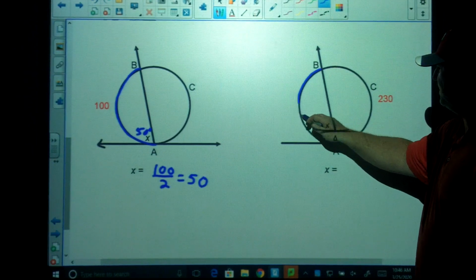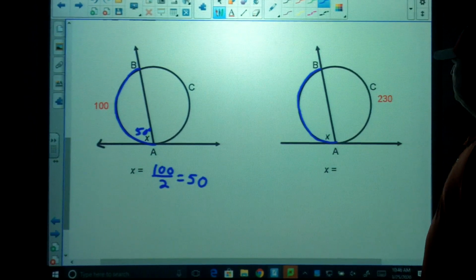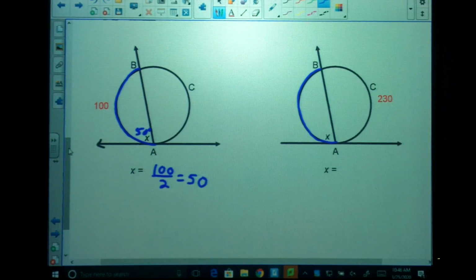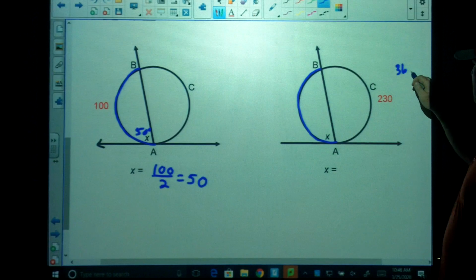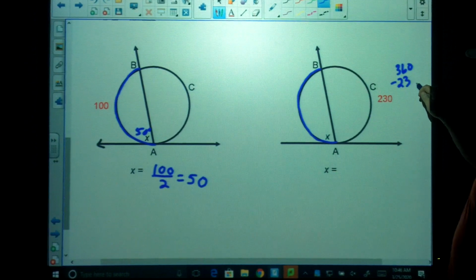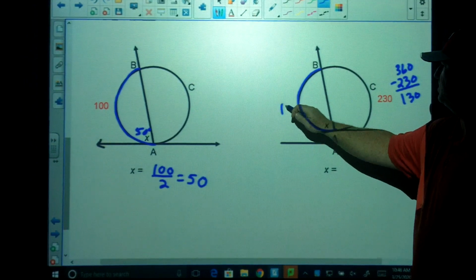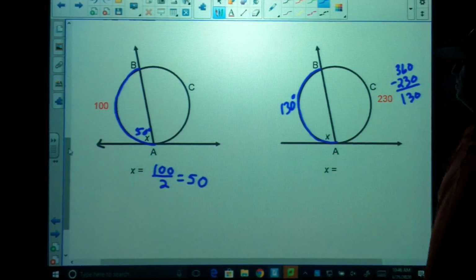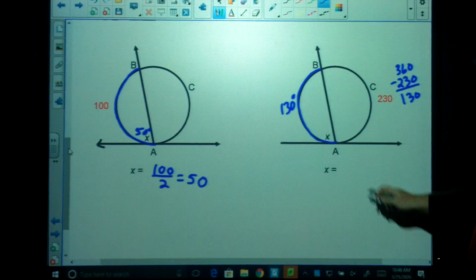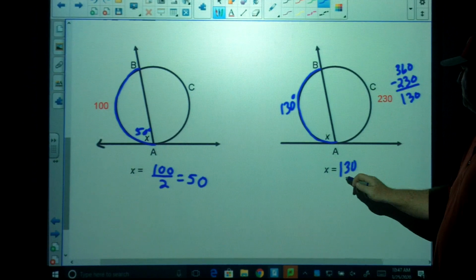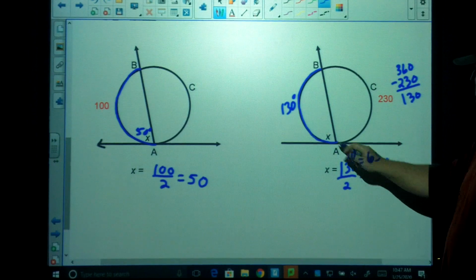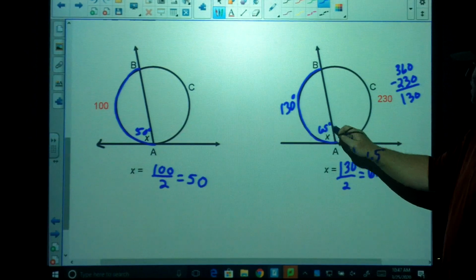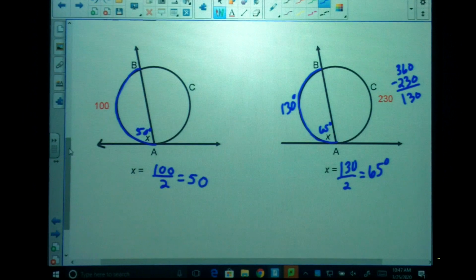On the other example, we are still trying to find x, which is here. So we have to find the measure of this arc. They give you this measure. So the first thing we have to do is subtract 230 from 360 so that we know that the measure of this arc is 130 degrees. And then we take that 130 divided by 2 to get 65 degrees. So that's going to be 65 degrees.